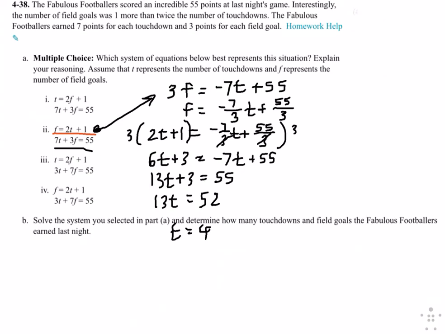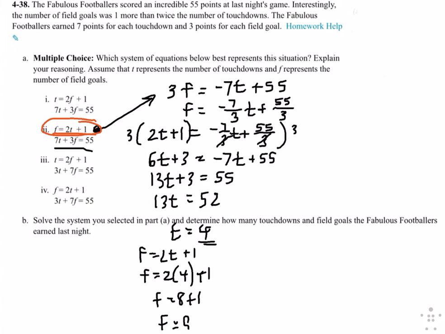Then we can go back into this equation, the first one, to find f, right? So we take f equals 2t plus 1, and we substitute in the 4. f equals 2 times 4 plus 1. f equals 8 plus 1. f equals 9. And then you would write it out: touchdowns, 4, and field goals, 9, right?